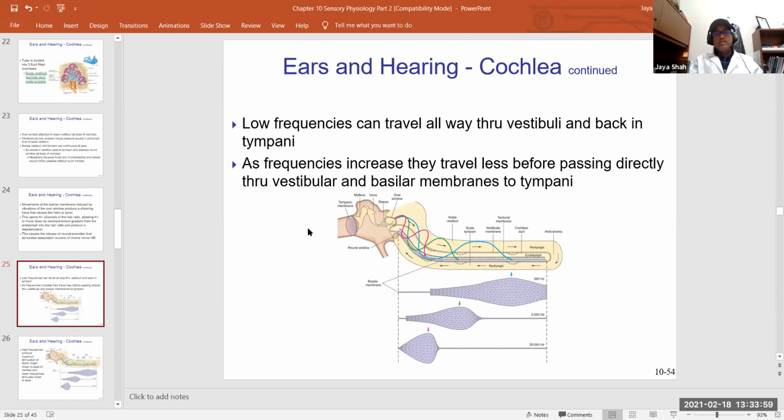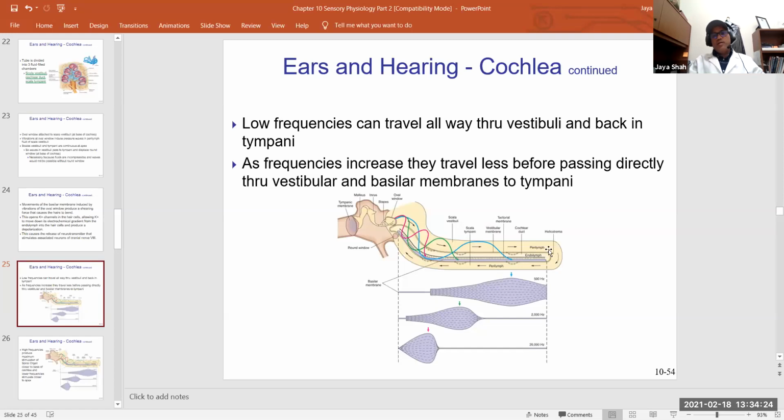So when the sound wave comes here, the tympanic membrane moves, that moves the fluid, the bones, and that stapes then moves the fluid in the scala vestibuli. You see the arrow?